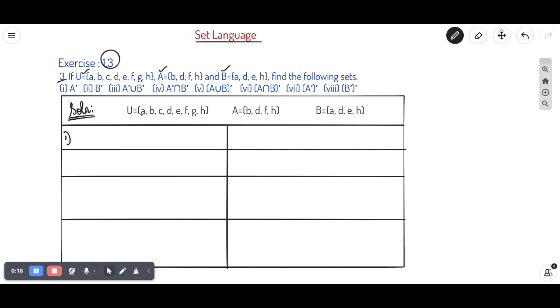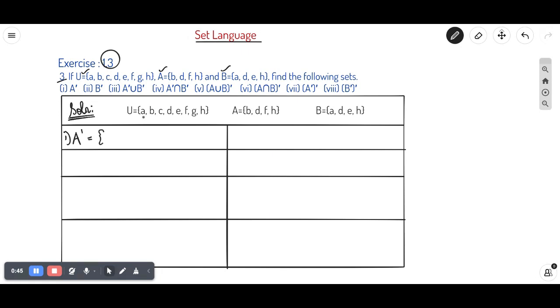For easy reference, I have written the universal set, set A, and set B over here, and we can reference it for all our questions. First one, A dash. What is A dash? A dash means you have to write all the elements of U except A. So in the universal set, you have to cancel your A elements and write your remaining elements. That is your A dash or A complement.